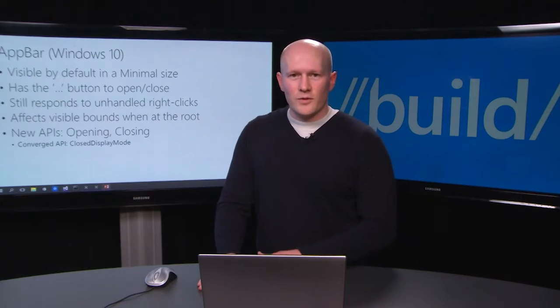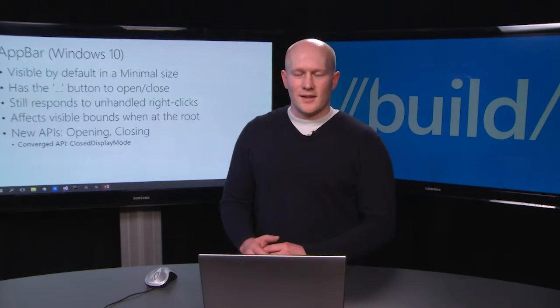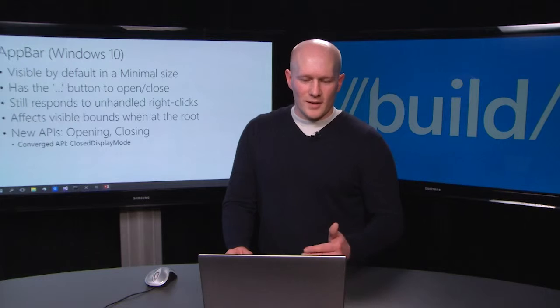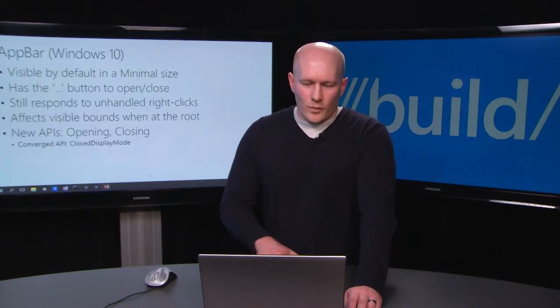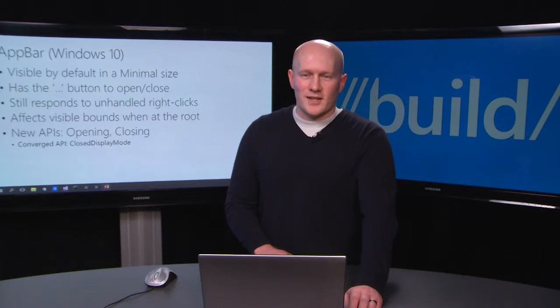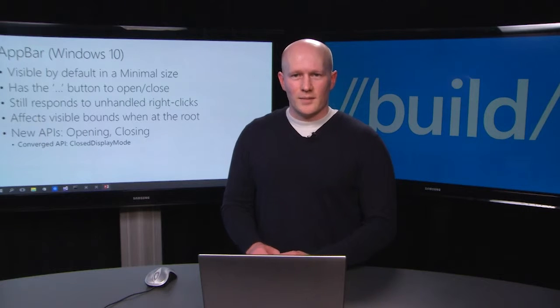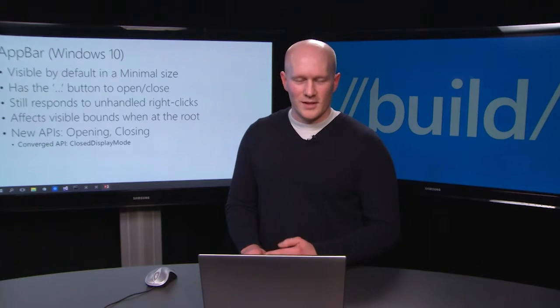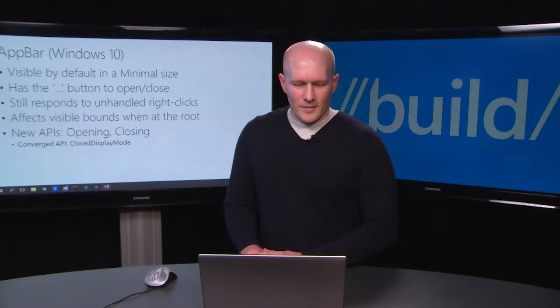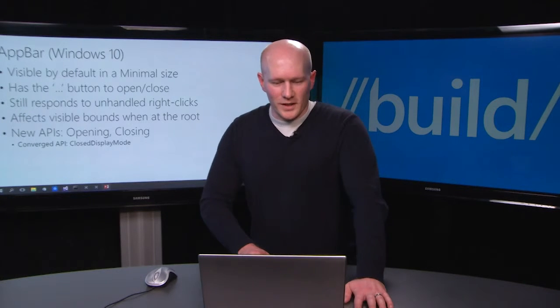And one of the things that is still true for the app bar is that if someone does a right click and it's not handled elsewhere in your app, then it'll cause the app bar to appear. When you have an app bar that's at the top or bottom of the screen on a page, and that page is really the root of your app, it also affects the visible bounds when it's at the root. So if you have a frame and a page and you're using a top or bottom app bar, what's new for Windows 10 that was previously there on the phone is that the content of your page will be pushed up or down slightly based on the size of that app bar when it's in that closed state of minimal. We've also added these APIs, opening and closing.